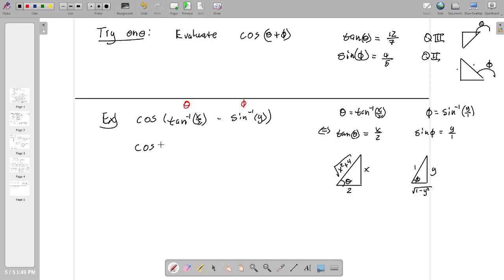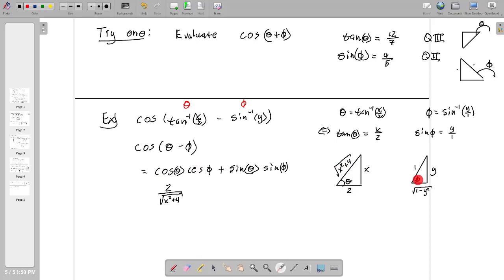This becomes cosine of theta minus phi, which of course becomes cosine theta cosine phi plus sine theta sine phi. And then we just need to find cosine of theta, cosine of phi, sine theta, and sine phi from our angles. Cosine of theta, adjacent over hypotenuse, so this becomes 2 divided by square root x squared plus 4.